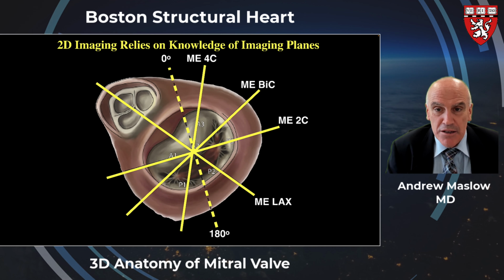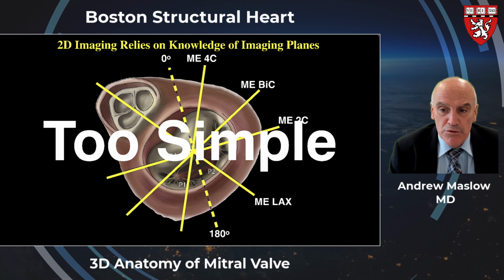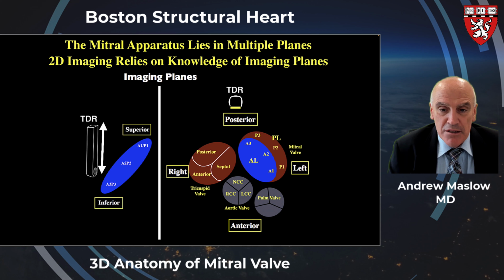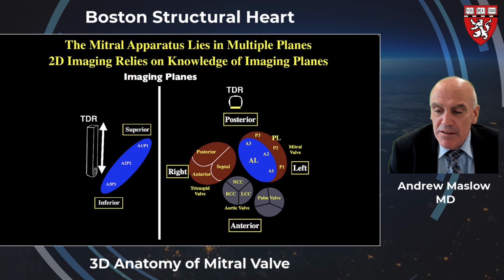The two-dimensional imaging relies on knowledge of imaging planes. Unfortunately, this becomes a bit too simple, which may be good and bad. Fact is, unless you can see landmarks, your identification of the scallop is a bit flawed. The mitral annulus and the mitral valve exist in multiple planes: a superior-inferior plane, an anterior-posterior plane, and a left-right plane, or perhaps a lateral-medial plane, if you will.